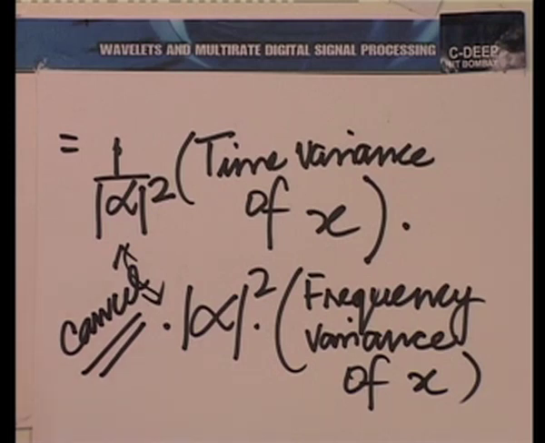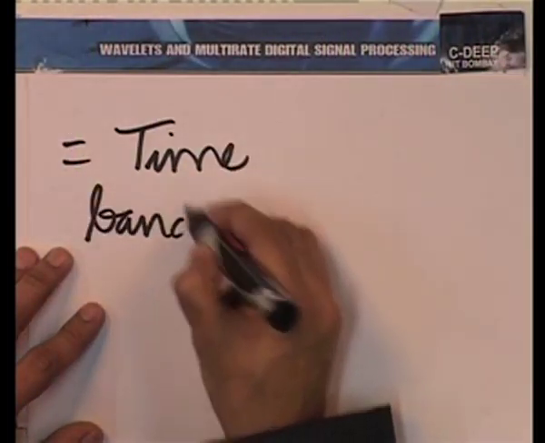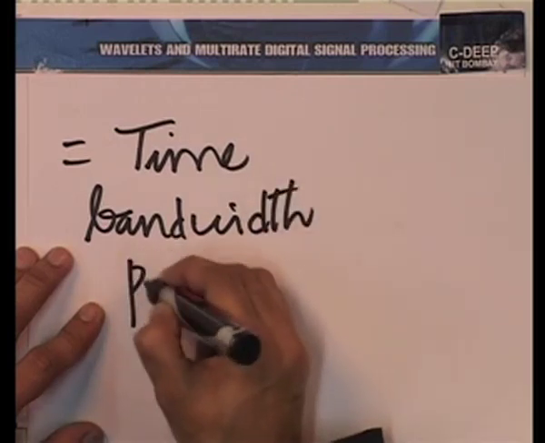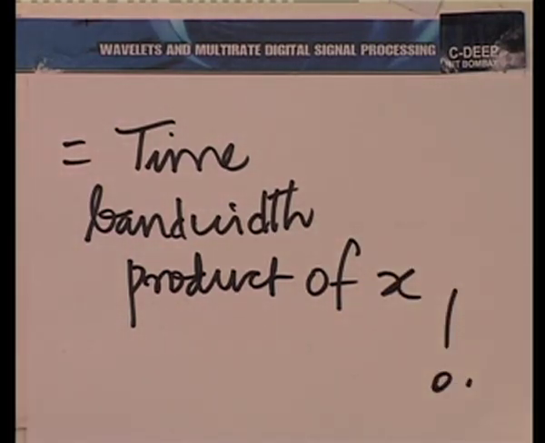And because they cancel, you get just the time variance of x times the frequency variance of x, which is essentially the time bandwidth product of x. This is a very significant statement that we have made. What we have just shown is that the time bandwidth product is unaffected by a scaling of the independent variable as well. It is very strongly invariant, as we can see. It is a very serious statement. Let us write it down.